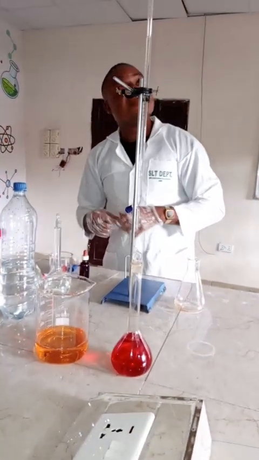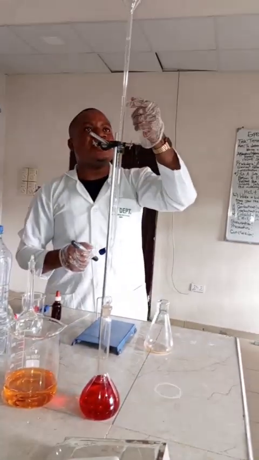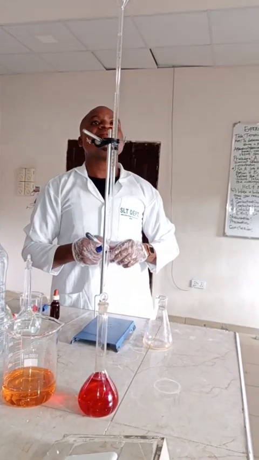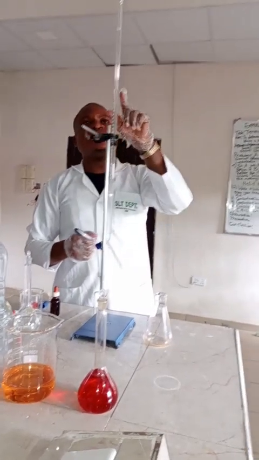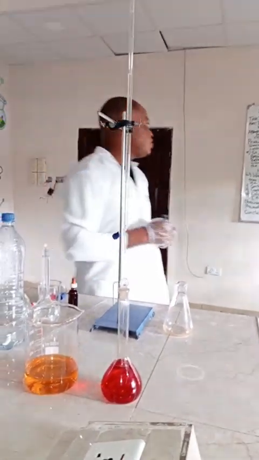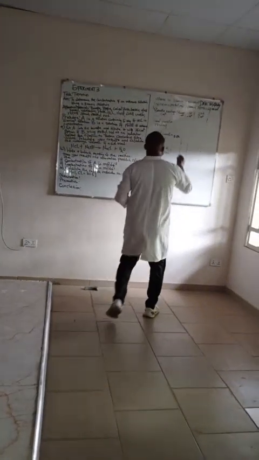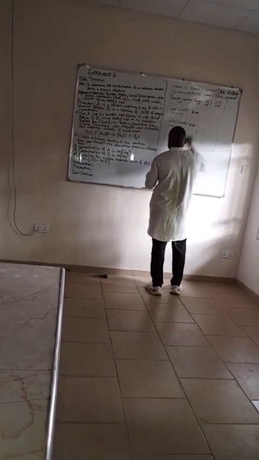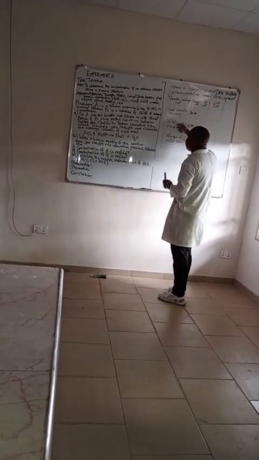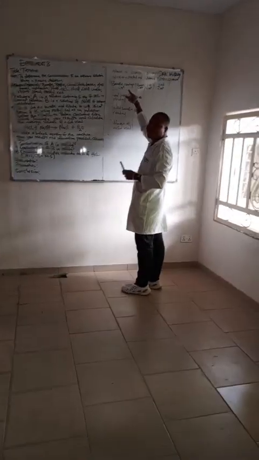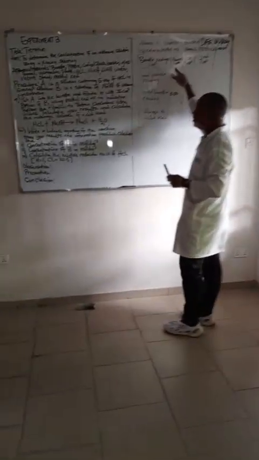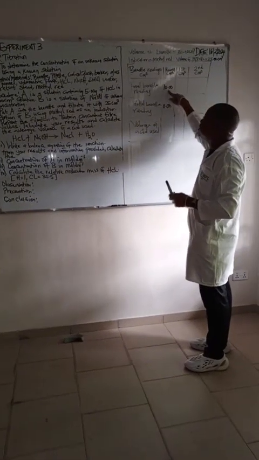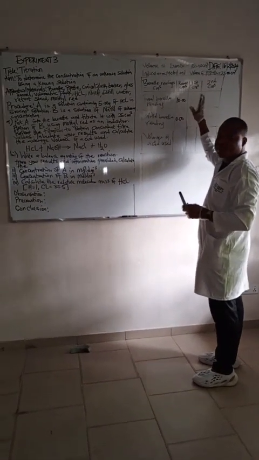For the rough reading, our endpoint or the final burette reading is at 10.00. The final is what? 10.00 cm³. That is the final from our rough titration. The initial was 0.00. The final is 10.00. Please note all this.